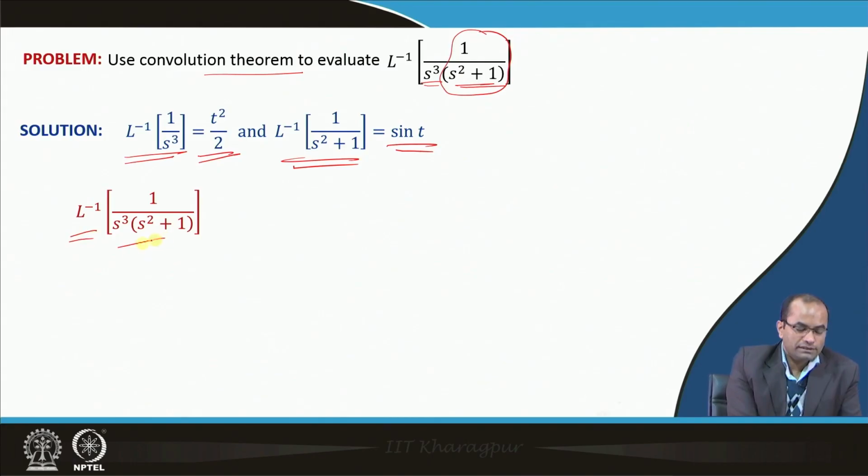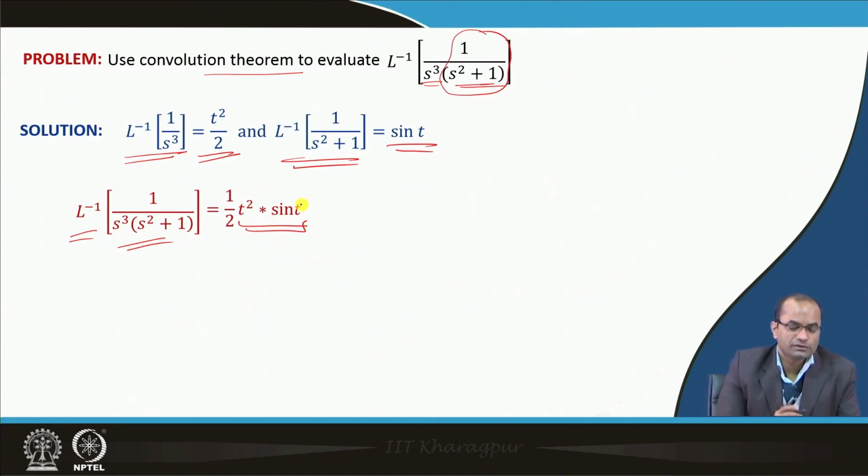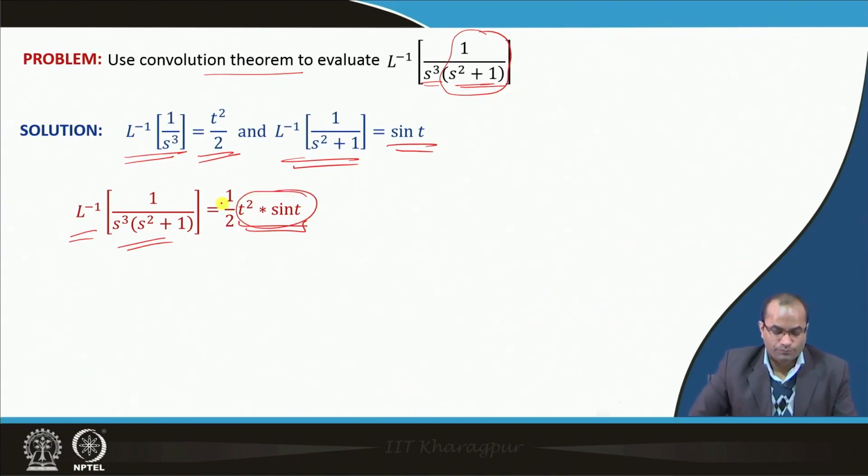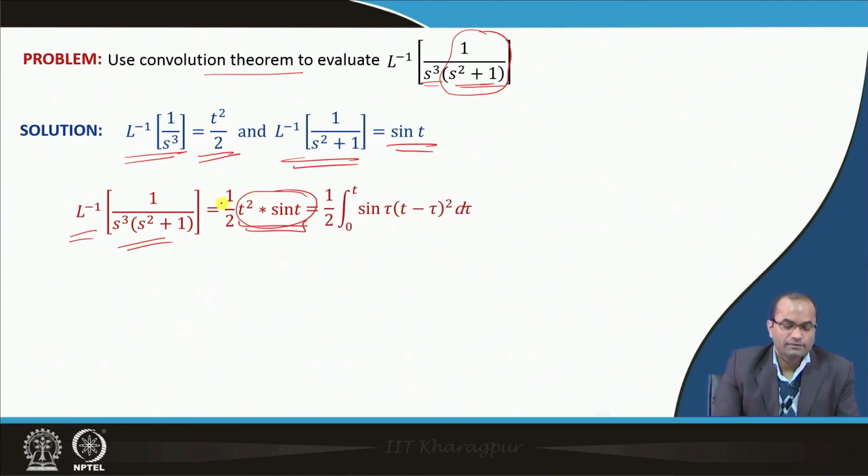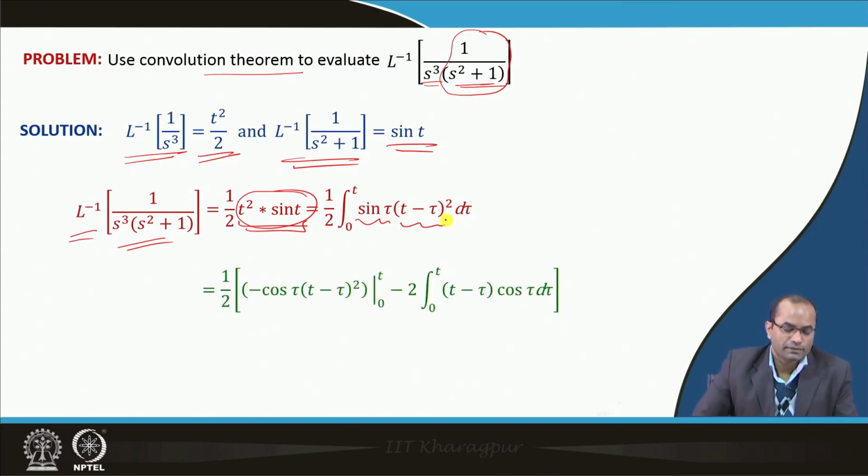So, to get the Laplace inverse of the product, we will apply the convolution theorem, which says that this will be equal to the convolution product of this half t square and sin t. So, we need to get this convolution product t square sin t, which as per the formula we have sin tau and t minus tau whole square d tau, and we can do the integration by parts.